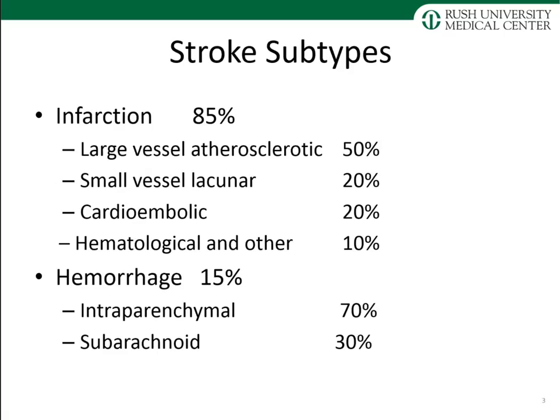So this slide is a repeat from the ischemic stroke lecture, and what you can see is that hemorrhagic stroke makes up about 15% of all strokes, so it is less common. Of those patients who have hemorrhagic stroke, 70% of them have an intraparenchymal bleed, and 30% of them will have subarachnoid blood.